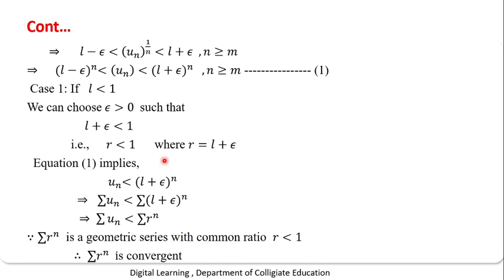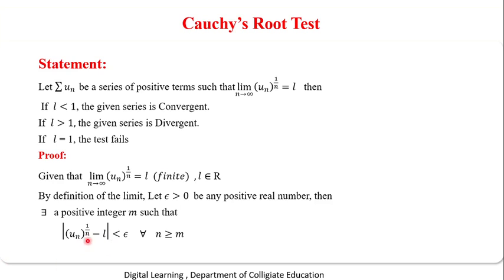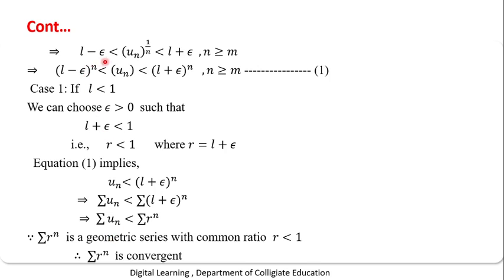Now expand the mod. When we expand this mod, we get L minus epsilon less than un to the power of 1 by n is less than L plus epsilon, where n greater than or equal to m. Now raise the power n on both sides. Then we get L minus epsilon to the power of n is less than un, as the n by n gets cancelled, less than L plus epsilon to the power of n. Call it equation number 1.